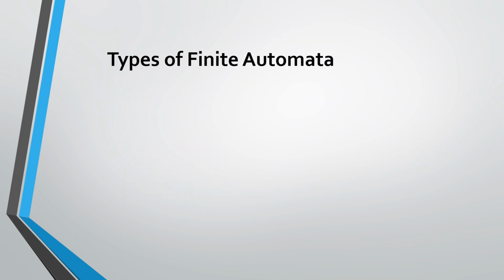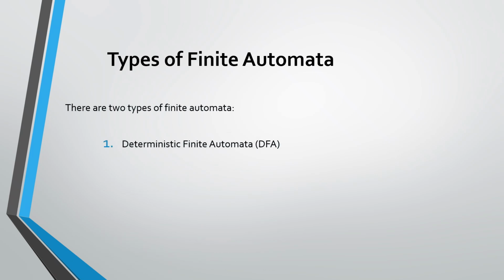And next is the types of finite automata. There are two types of finite automata. The first one is deterministic finite automata, that is DFA, and the second one is non-deterministic finite automata, that is NFA.